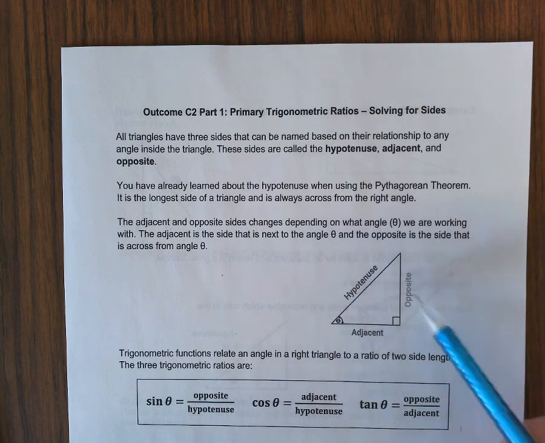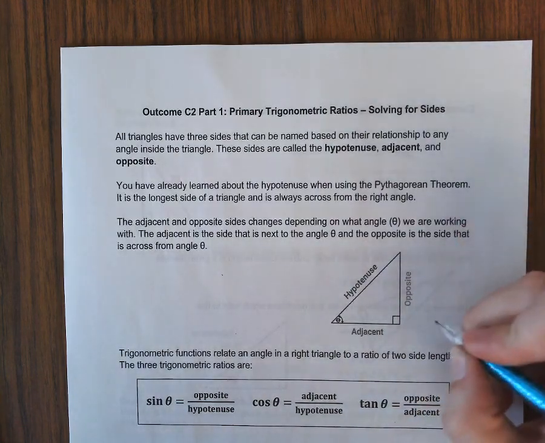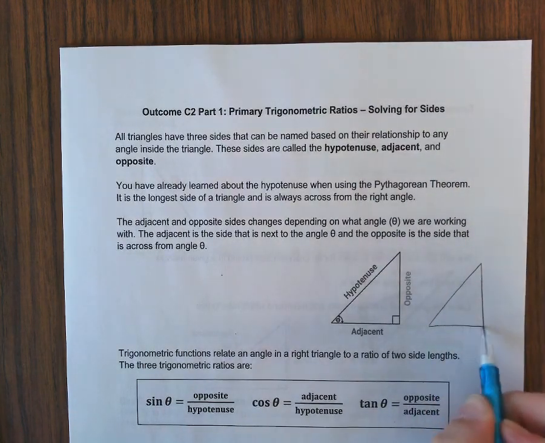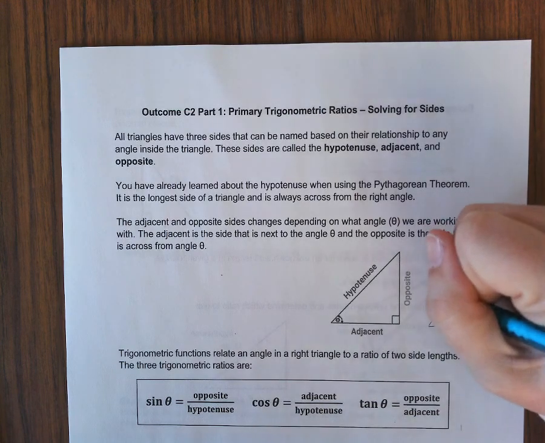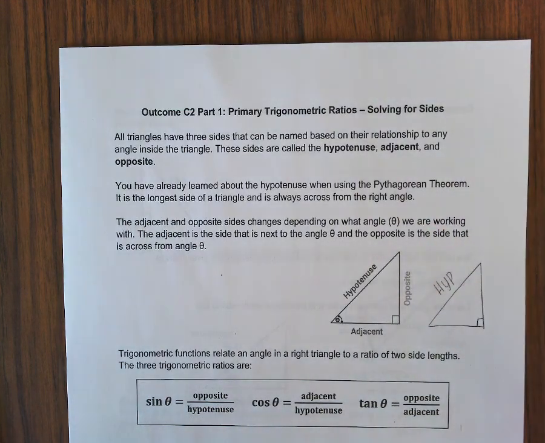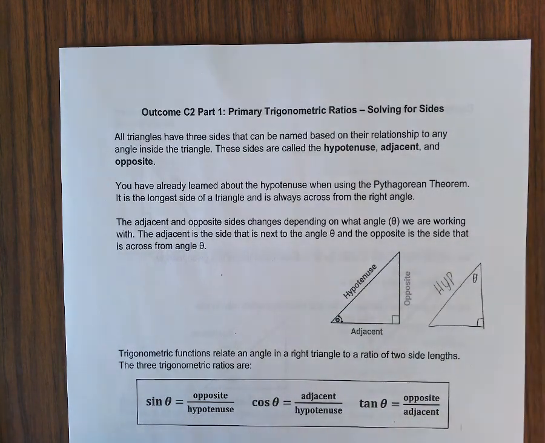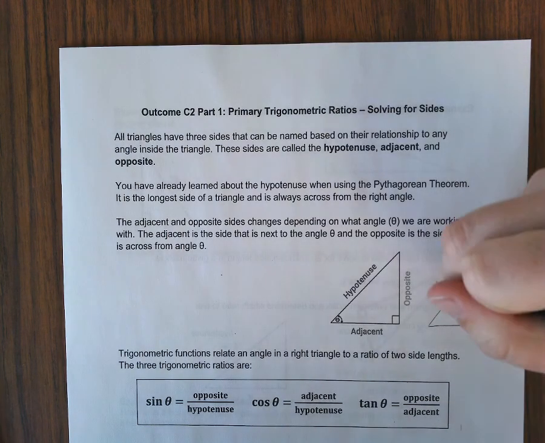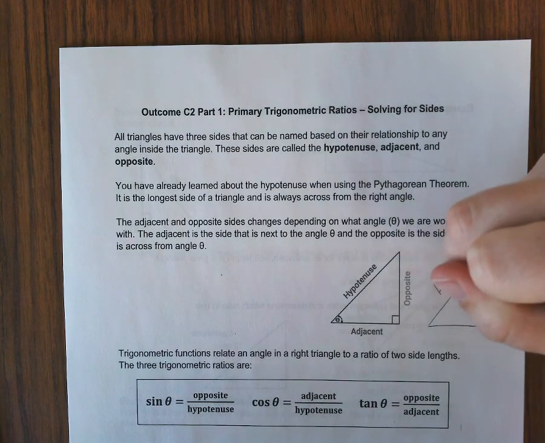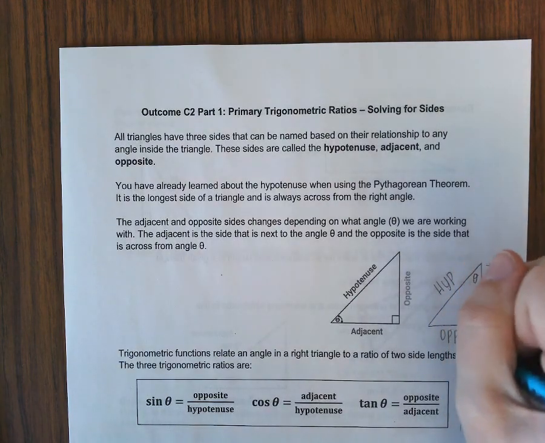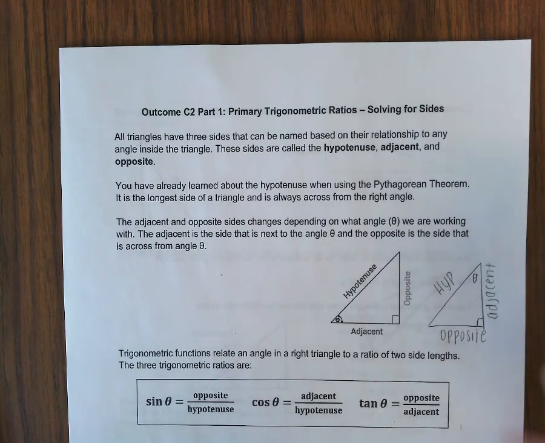Now these sides could change depending on what angle I'm looking at. So for example, if I have the same triangle or similar triangle, the right angle, this side would still be the hypotenuse, no matter what. But if I then indicated that I was working with this angle in the top, then the side that's beside it or touching that angle would be the adjacent, and the side that's across from it would be the opposite. So the adjacent and opposite can flip depending on which angle we are using.